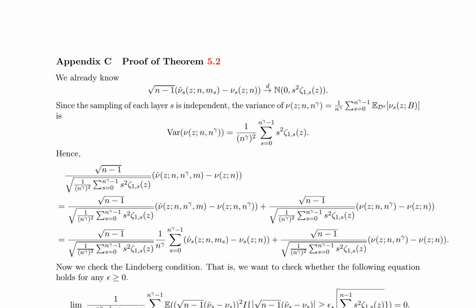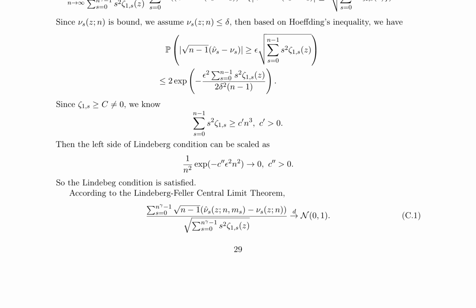To apply the Lindeberg-Feller central limit theorem, the authors first demonstrate that the variance converges to a constant, specifically a normal distribution with a variance of 1. This is achieved by leveraging the independence of sampling across different layers and applying the central limit theorem for each layer separately. Next, the authors verify the Lindeberg condition, which states that the contribution of each individual term in the sum should be negligible compared to the overall variance.